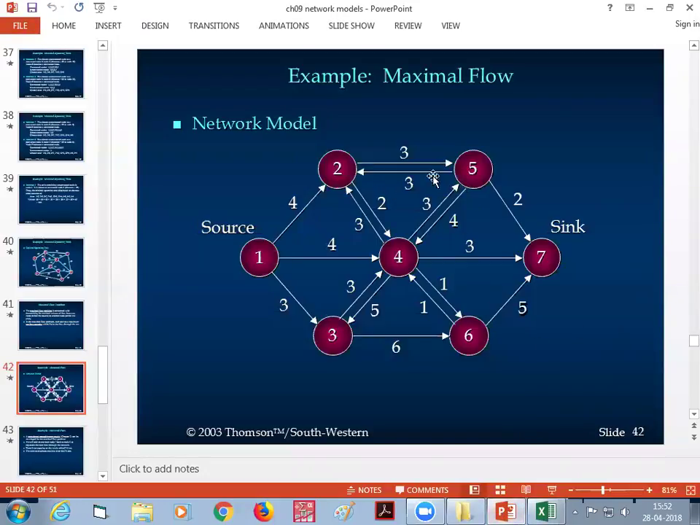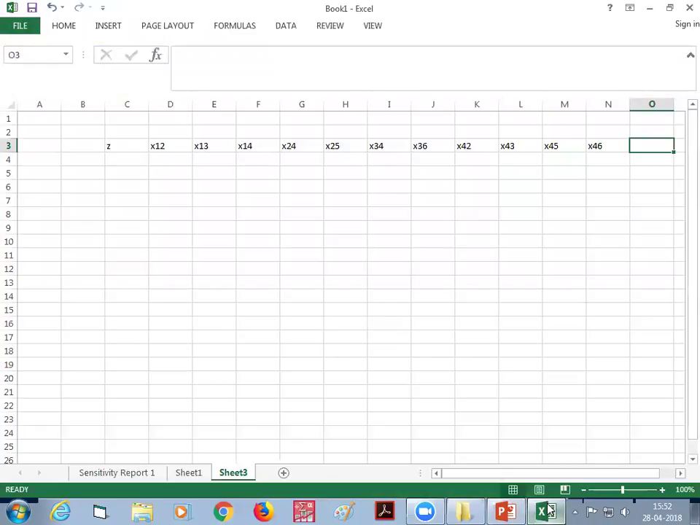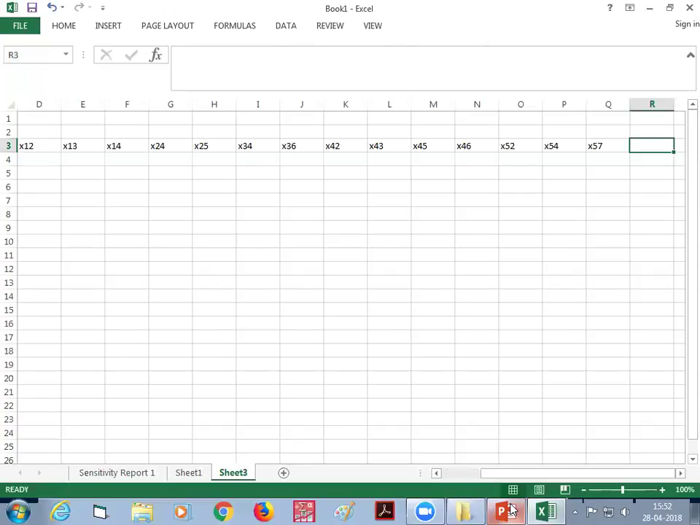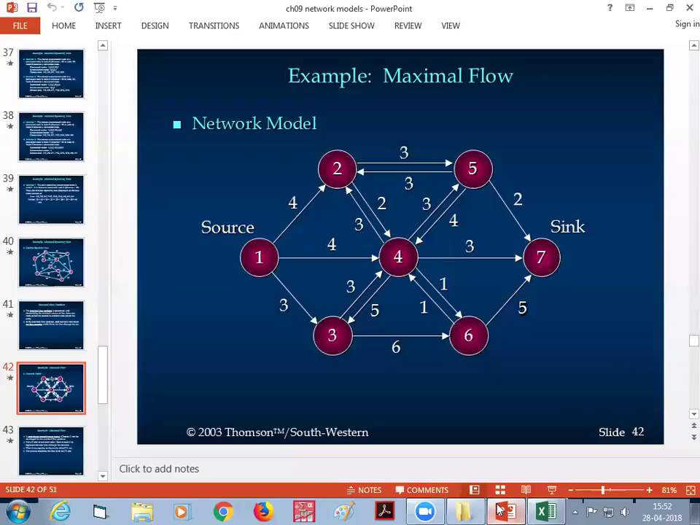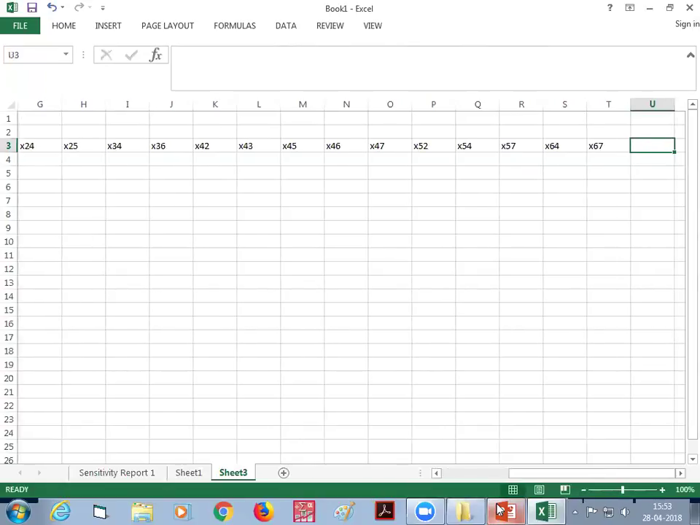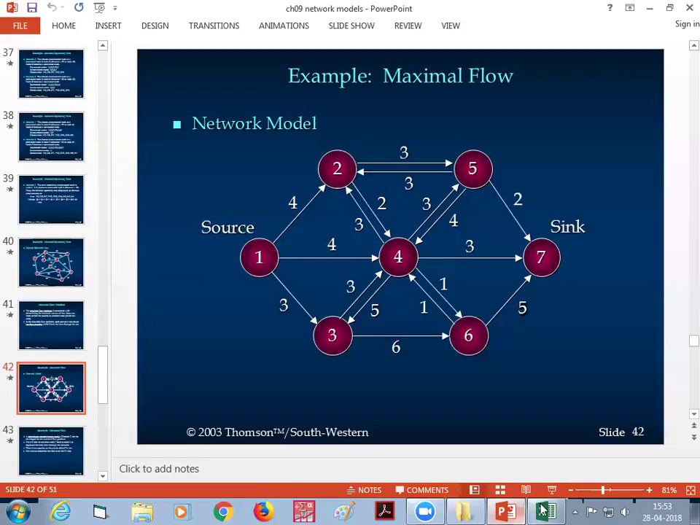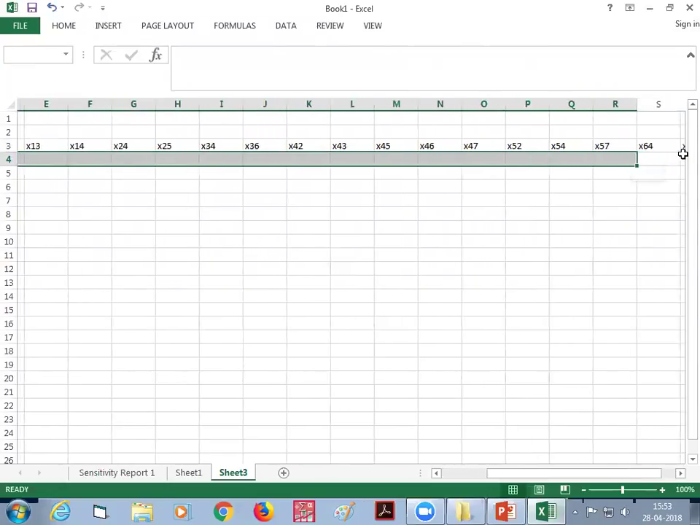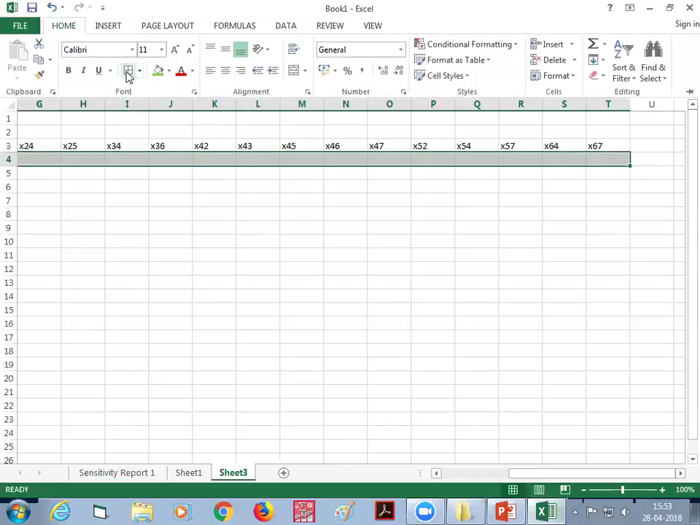Then x52, x54, x57. x47 is also there, sorry. I'll have to put it here, x47. x57 is there, right? Then x64, x67. And that's all. I put Z at the beginning, so that Z is x71. Okay, good, we're ready to do it.